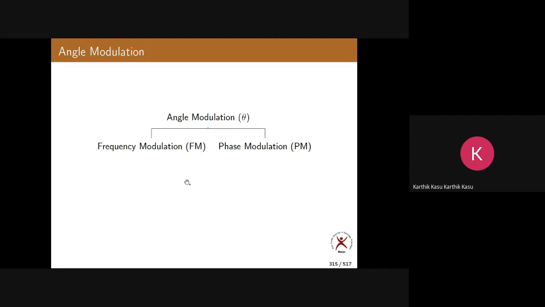The definition of frequency modulation is similar to the definition of amplitude modulation. Before that, what is the definition of amplitude modulation? There we change the amplitude of the carrier according to the message signal. In the same way, the definition of frequency modulation is changing the frequency of the carrier according to the message signal. What about phase modulation? Similarly, it is changing the phase of the carrier according to the message signal.